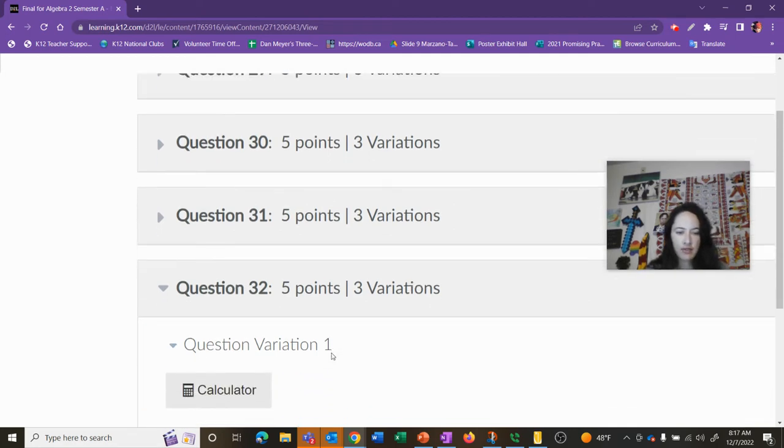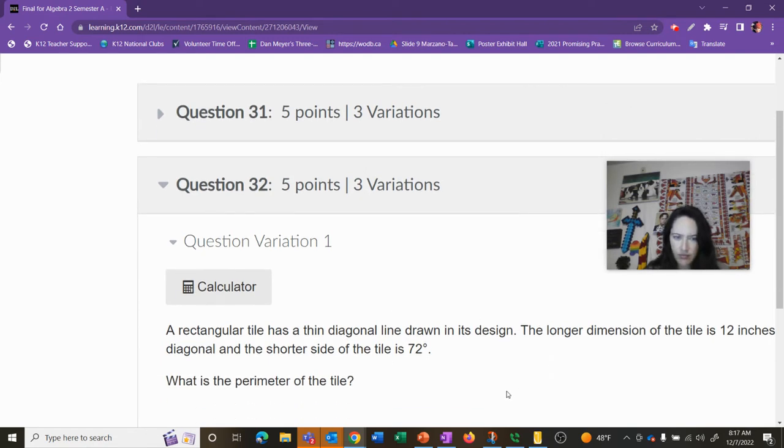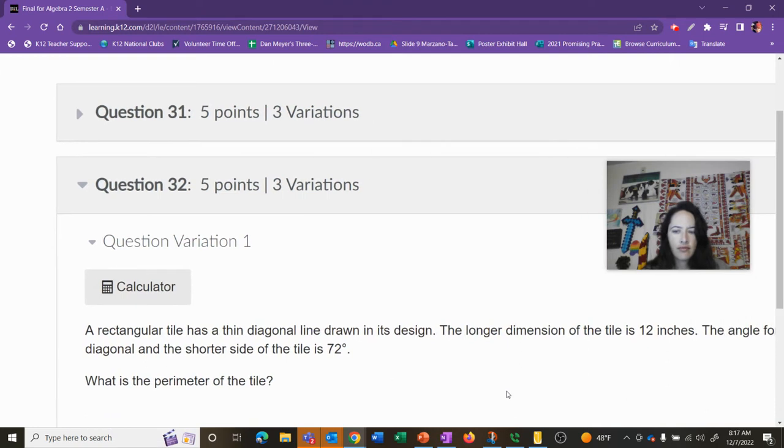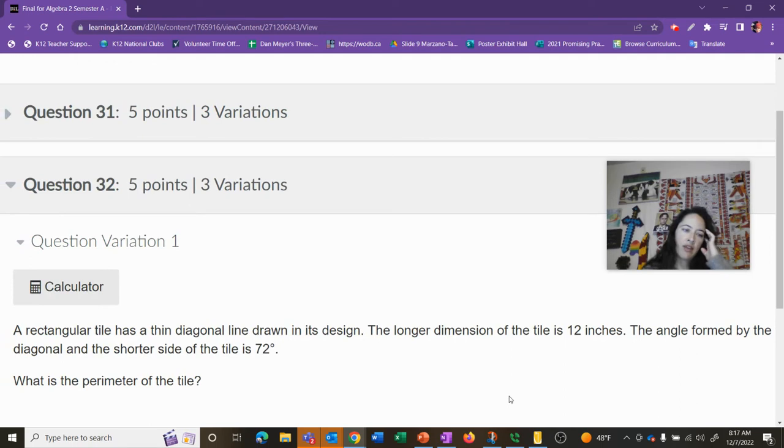Okay, let's keep going. Calculators. Very fun. Okay, very, very fun. We're going to do this in class.